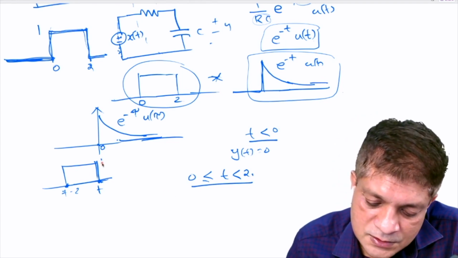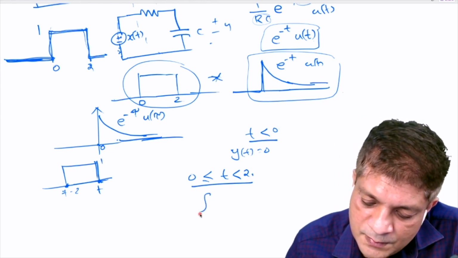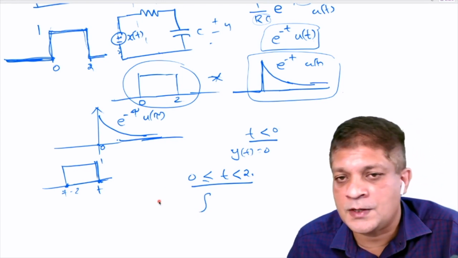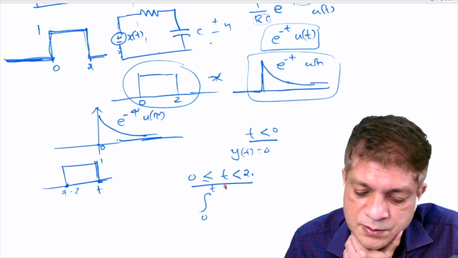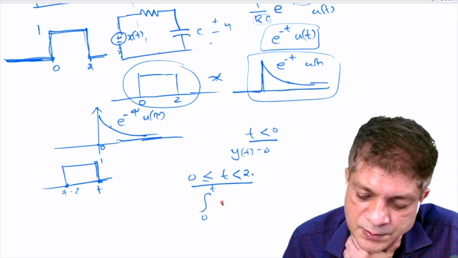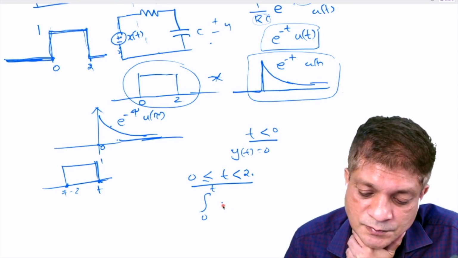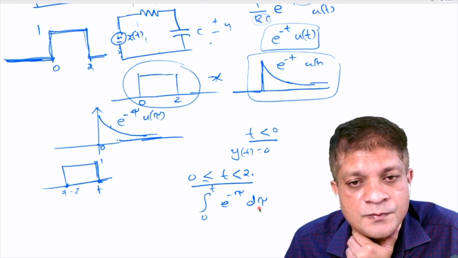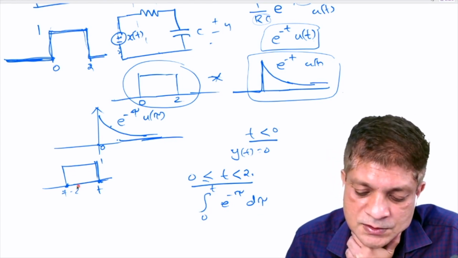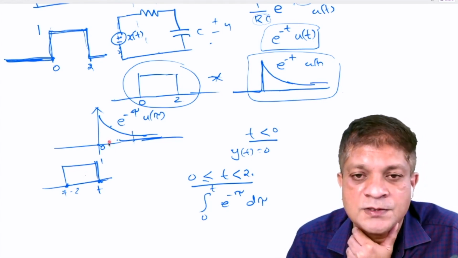Now what is the convolution integral? This is 1, so integration from where to where? Integration from 0 to t, of e to the power minus tau d tau. Because when t is between 0 and 2, there is partial overlap.